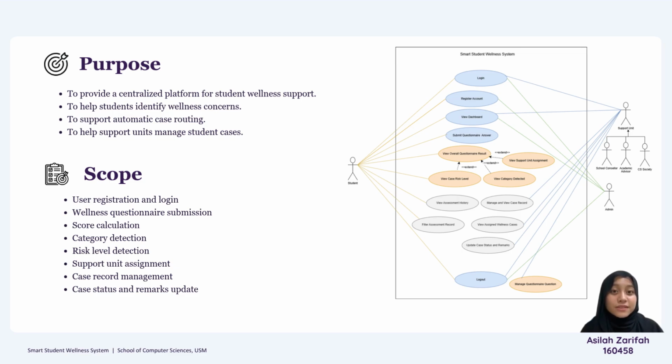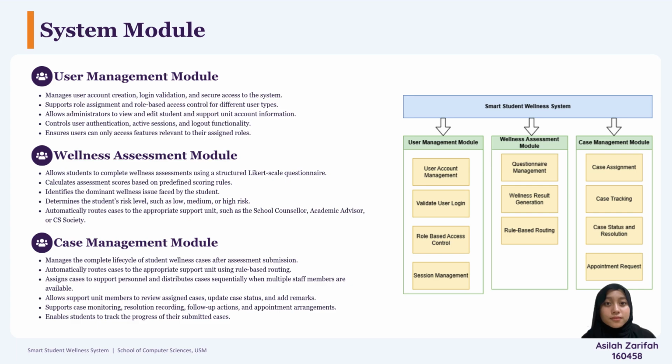The purpose of this system is to provide a centralized platform for student wellness support. Through this system, students can answer a wellness questionnaire, and the system will process their answer to detect their wellness category and risk level. The system also supports automatic case routing. This means the student case will be assigned to the suitable support unit, such as the counselor, academic advisor, or CS society. The scope of this system includes everything starting from user registration and login, questionnaire submission, to the case status and remarks update. The Smart Student Wellness System consists of three main modules.